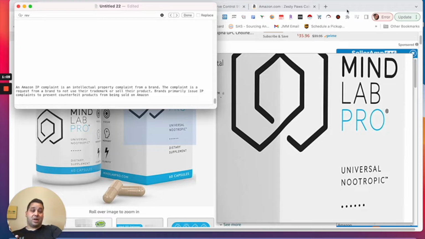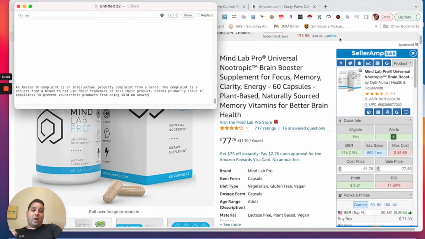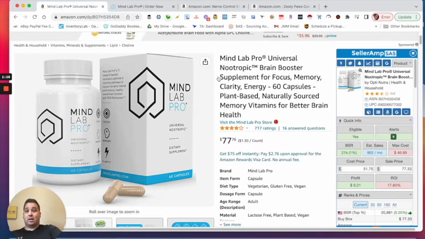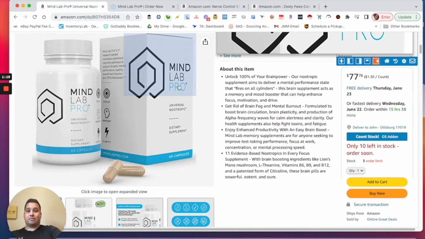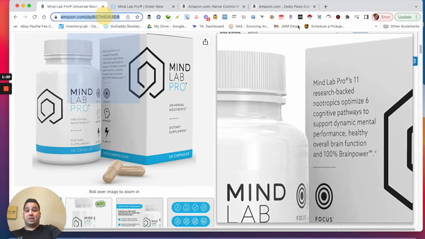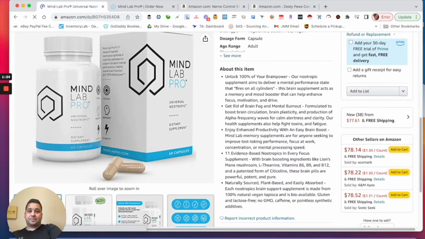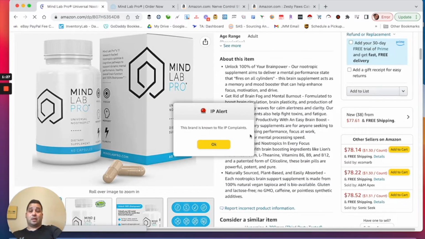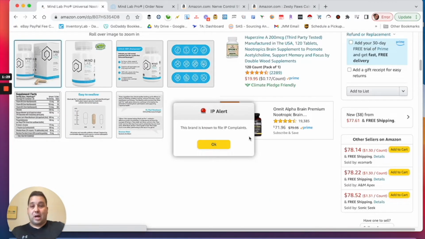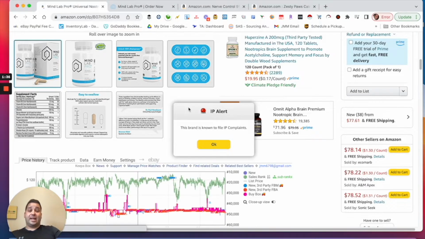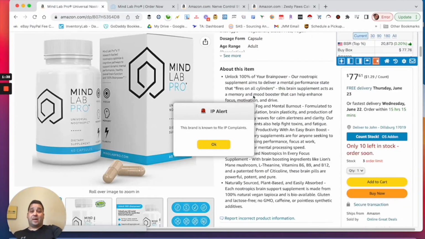We're going to cover 3 ways to avoid IP complaints. So the first one, I kind of pulled up some products over here. So the very first one, and it's my favorite, is IP Alert. So when you stumble upon a product that typically files IP complaints, IP Alert will pop up. It's a Google Chrome plugin.